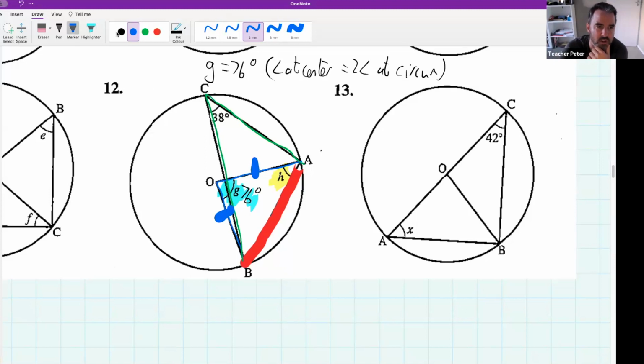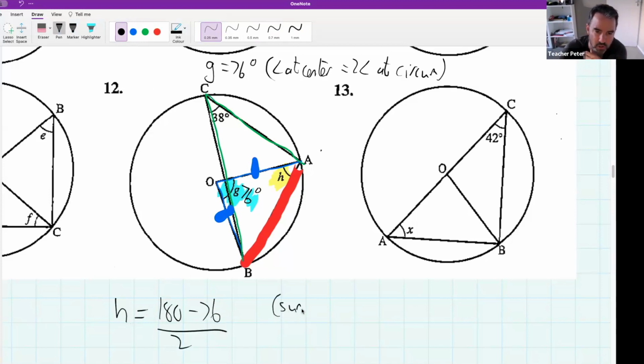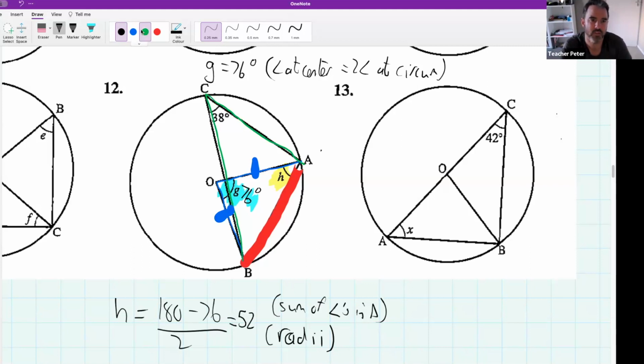So when I want to work out what H is, I am going to say 180 minus 76, and then I'm dividing it by 2. And the reasons are the sum of angles in a triangle. And we could also say, instead of the longer one, we could actually just say radii. It's a nice quick one. So radii. And what is that going to be equal to? 4 left over, 104 divided by 2, it's going to give me 52. And so then I know that H is 52.